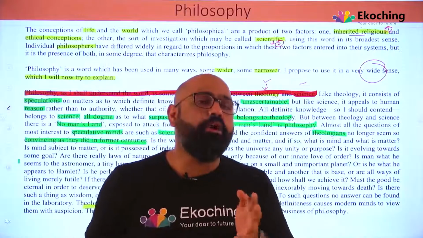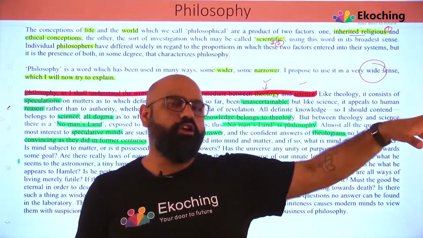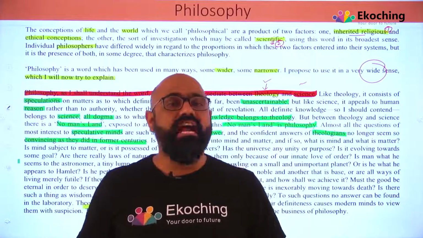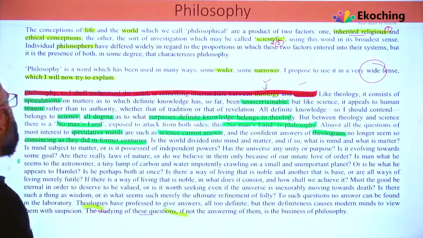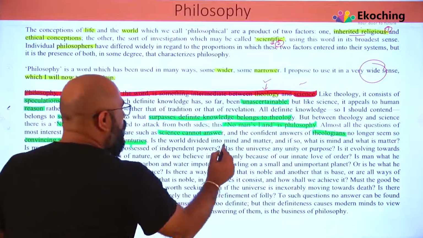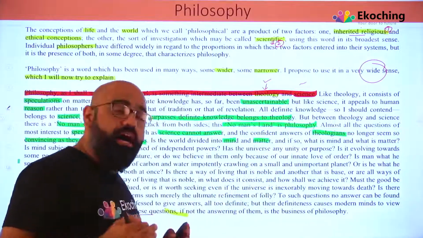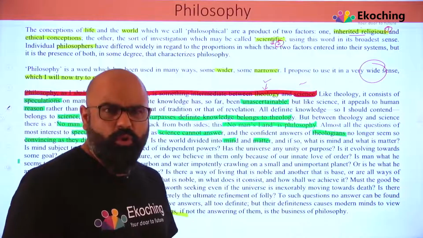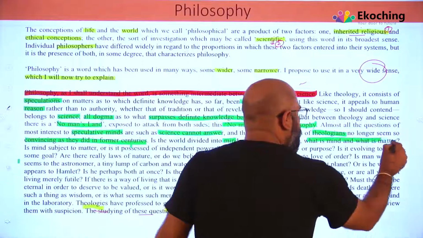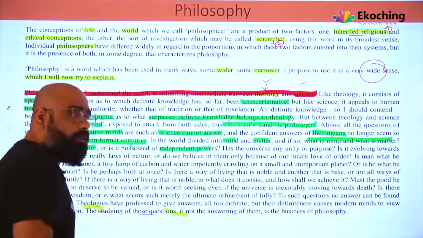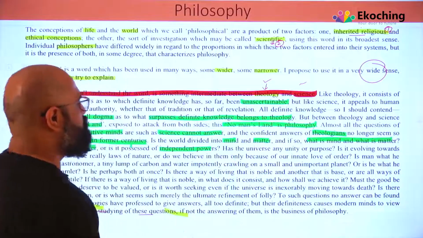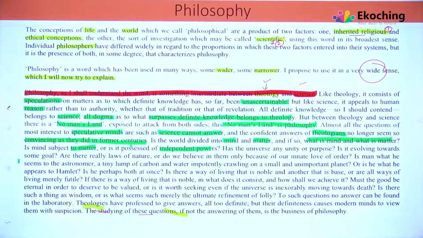So there are two things. First, the speculative minds are very sure that science cannot answer, so we speculate. And then on the other side, there is something which theologians were so confident of in the former centuries. Is the world divided into mind and matter? Now he is asking questions: is the world divided into mind and matter? What is mind and what is matter? Define that. Okay? Is mind subject to matter, or is it from independent powers? They are talking about has the universe any unity or a purpose? Is it evolving towards some goal? Are there really laws of nature? So all those things they are talking about.